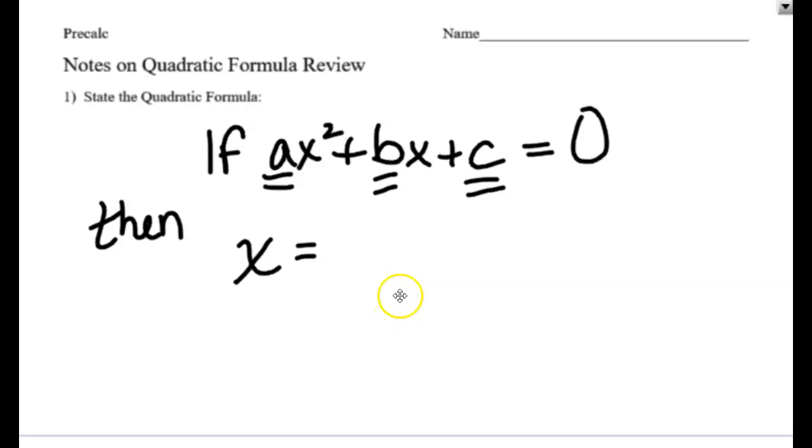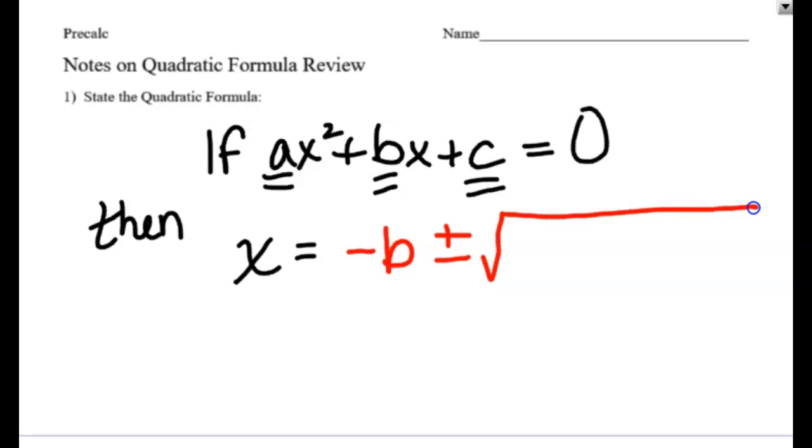by taking the opposite of b. If b is positive, you change it to negative. If b is negative, you change it to positive. Opposite of b, plus and minus, there's two separate solutions we're talking about here.